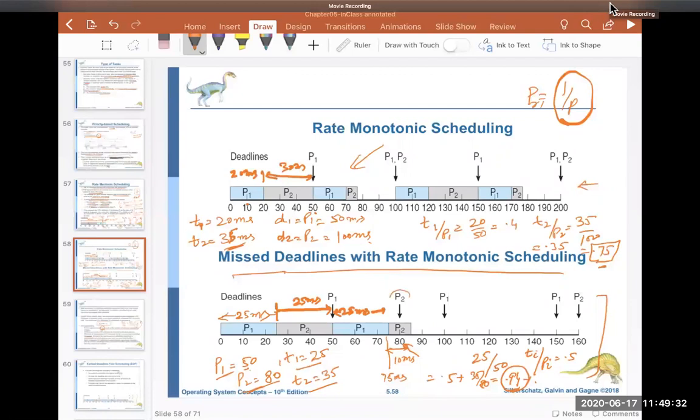So this particular situation is called a missed deadline. The deadline is missed because P2 did not get enough CPU time so that it could execute to its completion. And why has that happened? Because you can see here, we calculated the CPU utilization. The CPU utilization for P1 is T1 over its period, and for P2 it is T2 over its period.